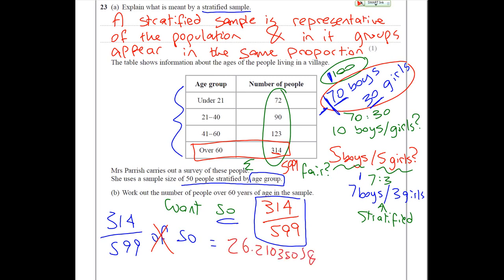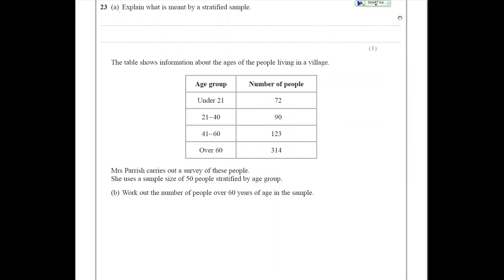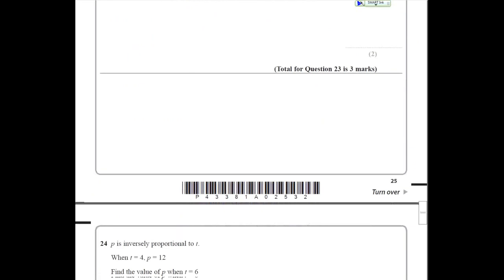26.21035058. You cannot start cutting people up, so we need to make a decision. Are we going to go with 26 or 27? So we need to round and go for 26 people, because we round 2 down. And you need to make sure, if you were doing this for all the groups, that all the numbers you picked added up to 50, because that's how many you want in your sample. Right, that was 2 marks.